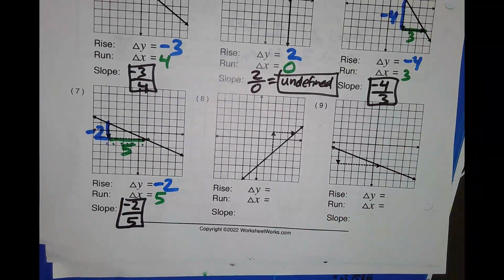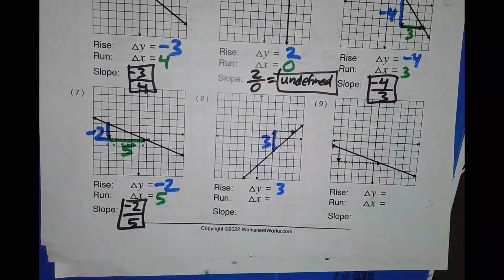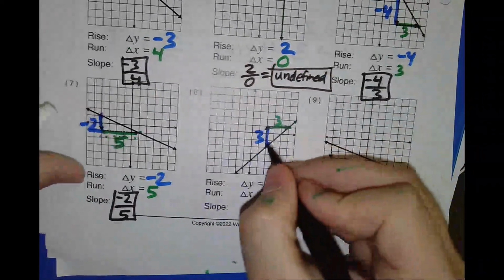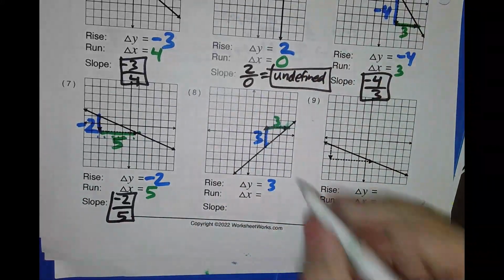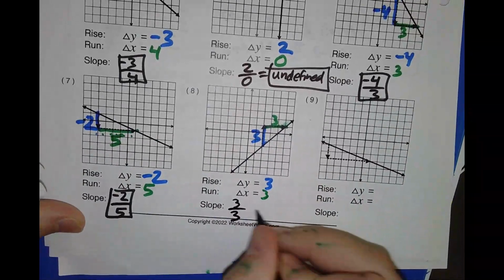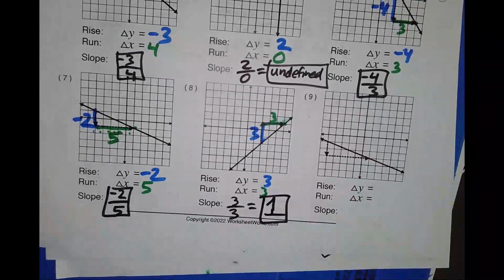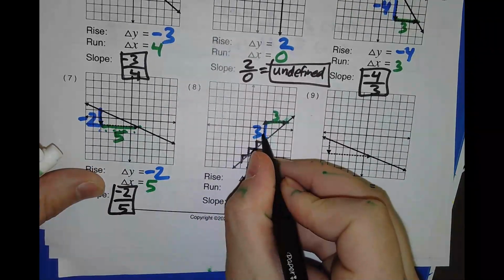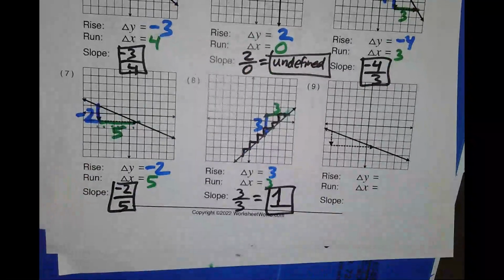Okay, next one here. Rise. 1, 2, 3 boxes. Run. 1, 2, 3 boxes. Remember this slope triangle could have been written bigger. We could have drawn a bigger slope triangle, but they chose a pretty small triangle there. And we got 3 over 3. What is 3 divided by 3? 1. Nicely done. So you could have used a smaller box. So 1 over 1, 1 over 1, 1 over 1. You could have used a smaller slope triangle, and that would be your slope.